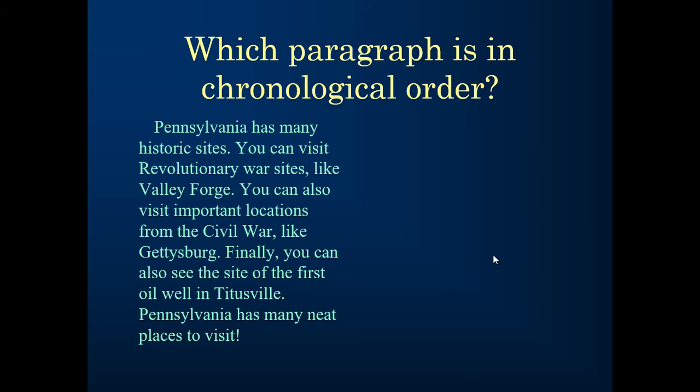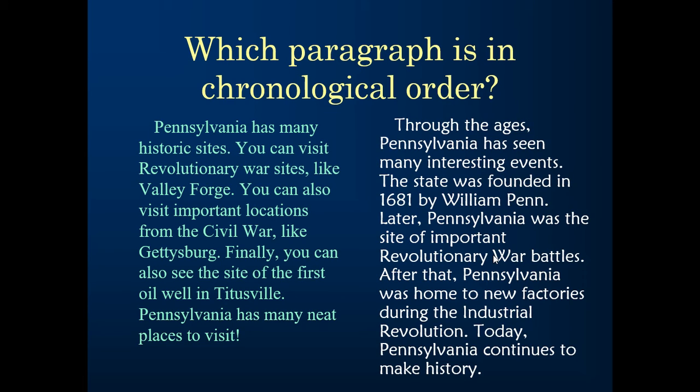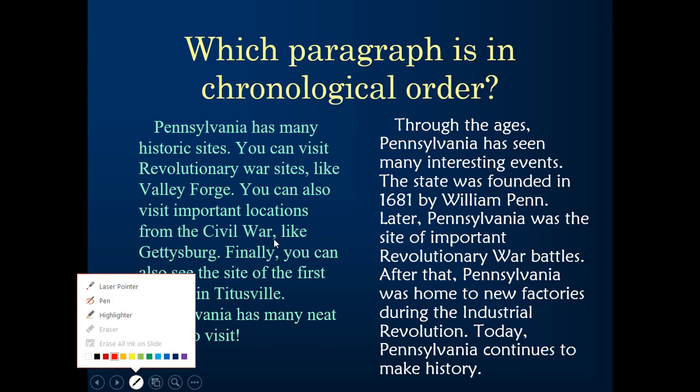So now we're going to compare these 2 paragraphs and we're going to see which of these are in chronological order, okay? Starting with the one in the greenish text on the left. Pennsylvania has many historic sites. You can visit Revolutionary War sites like Valley Forge. You can also visit important locations from the Civil War like Gettysburg. Finally, you can also see the site of the first oil well in Titusville. Pennsylvania has many neat places to visit, and I know Aubriella has been there.